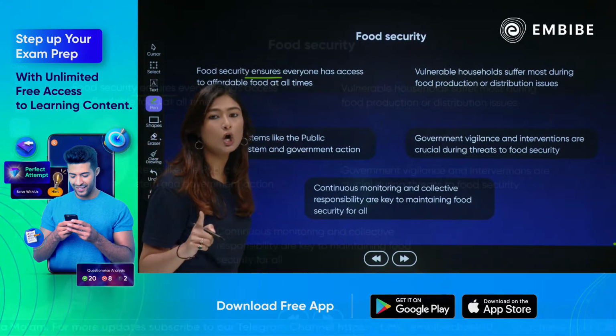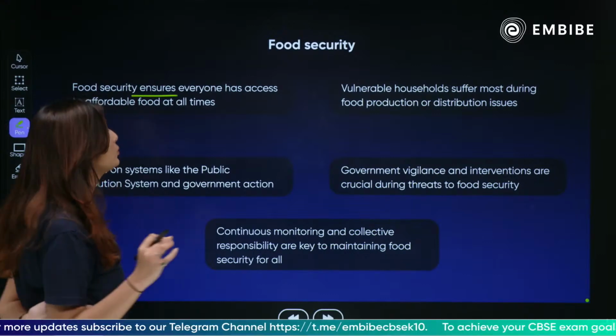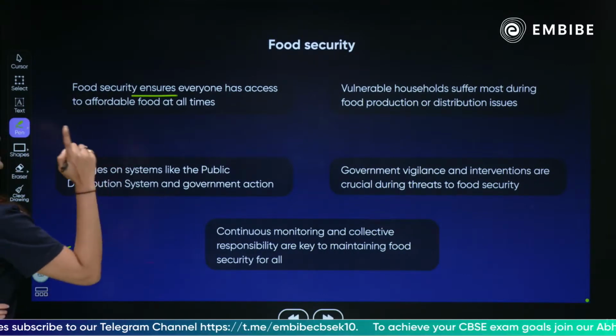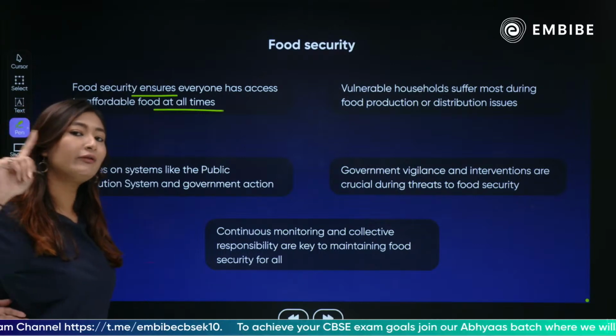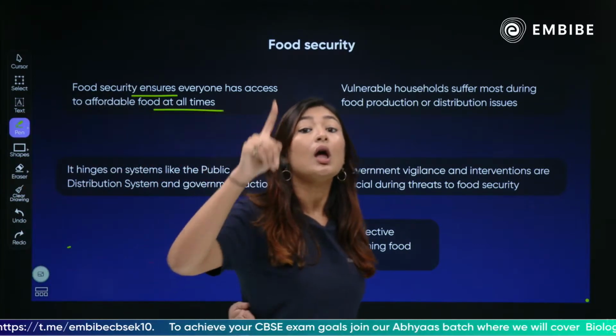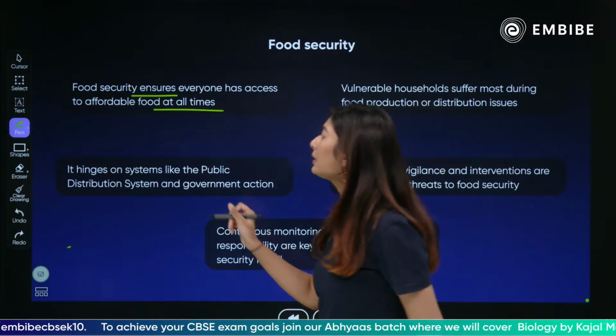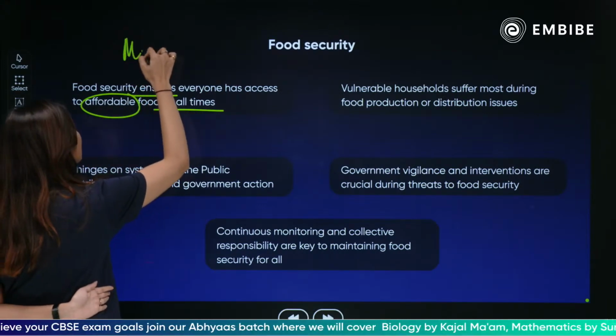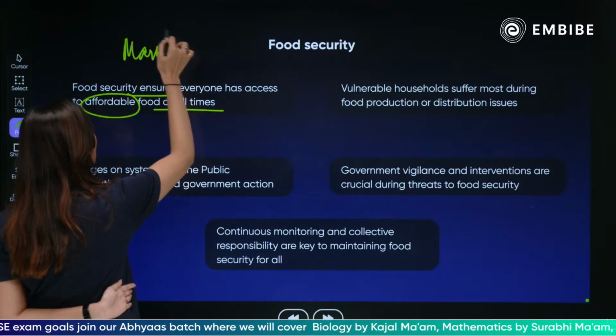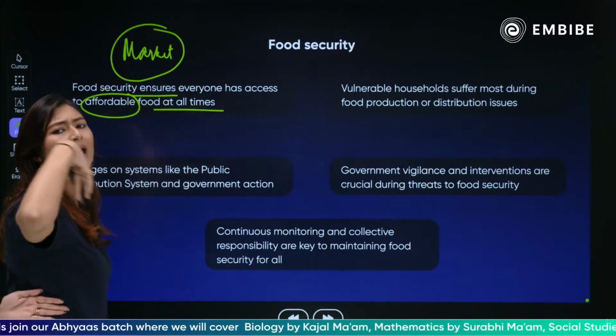Talking about food security ensure करता है. It makes sure, what is the idea of food security? That everyone has food at all the times. Whenever they need food, they have access to the food, but at an affordable rate. Let's say there is a market. In the market, the food is always available. I can go and whenever buy it.